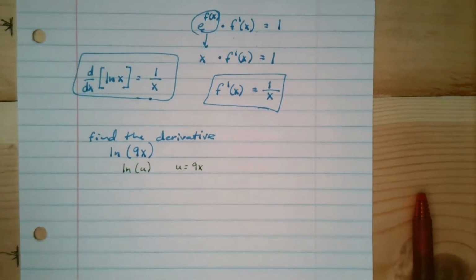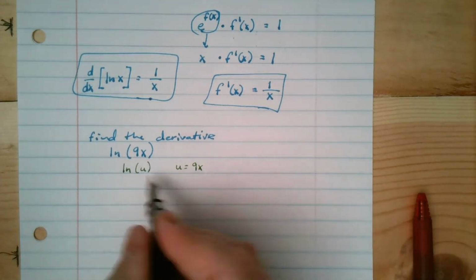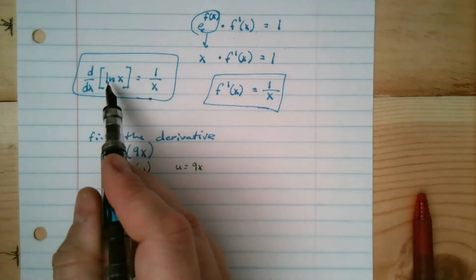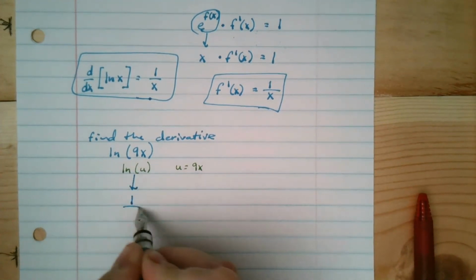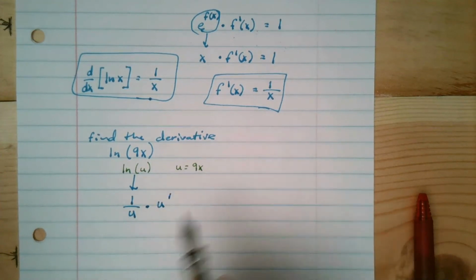Okay? Now, what do we do? Well, we're going to take the derivative. What is the derivative of natural log u? Well, the derivative of natural log x is 1 over x, so the derivative of natural log u is 1 over u times what? u prime.